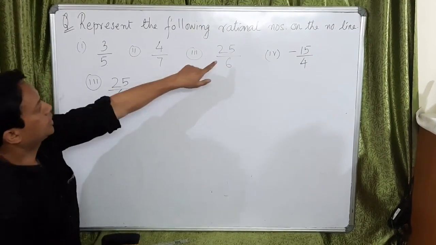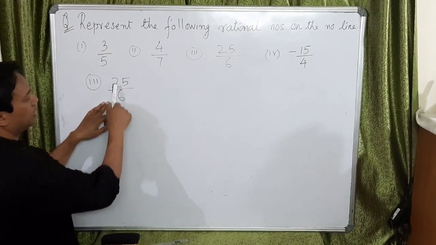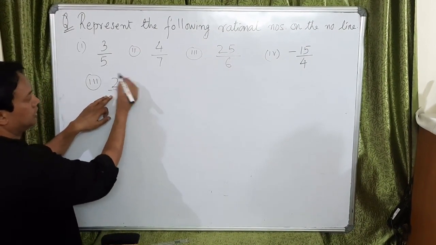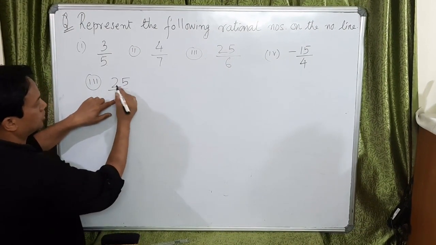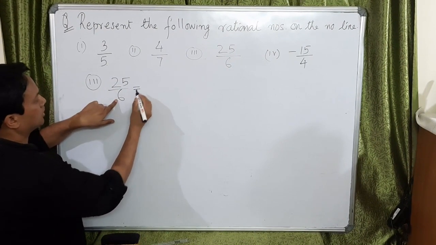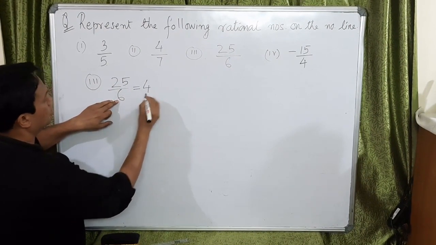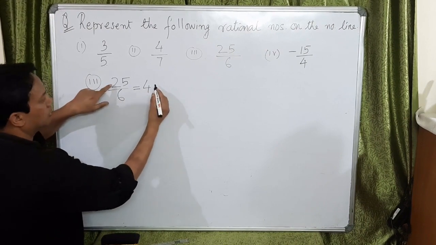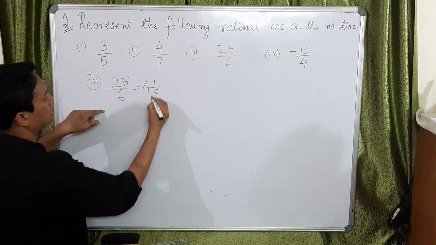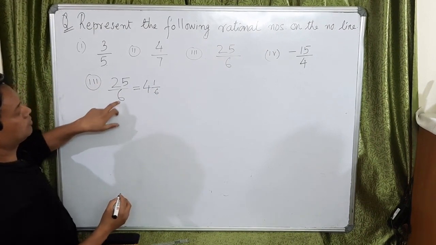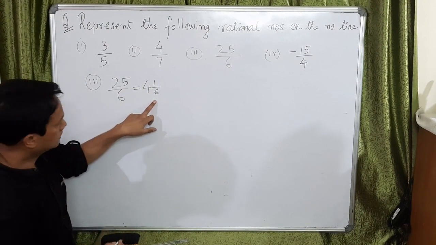Now let's look at the third question, 25 by 6. Now 25 by 6, this number in the numerator is greater than the denominator. So we have to convert it into a mixed fraction. So 6 into 4 is 24. 6 4s are 24. 25 minus 24, 1 left. 1 by 6. So 25 by 6 can be written as 4 1 by 6.